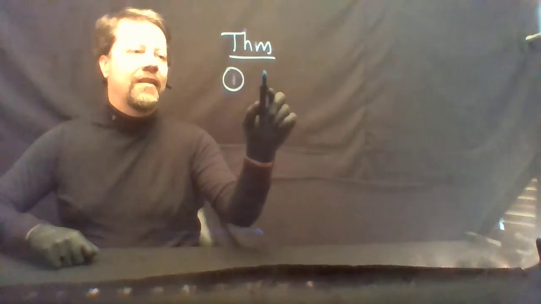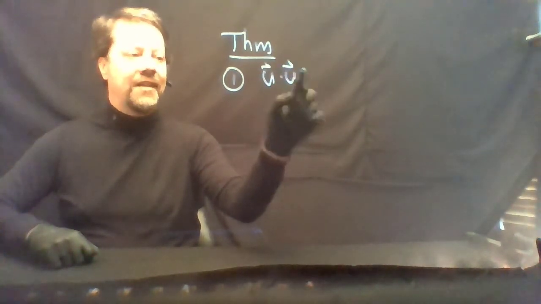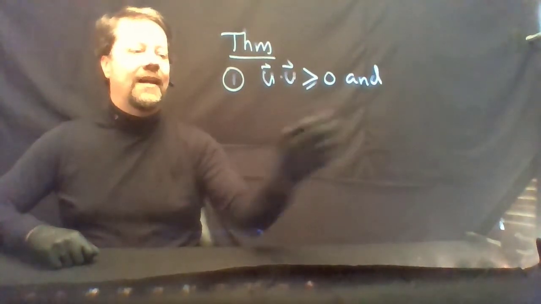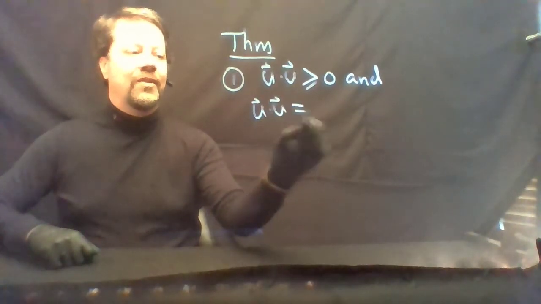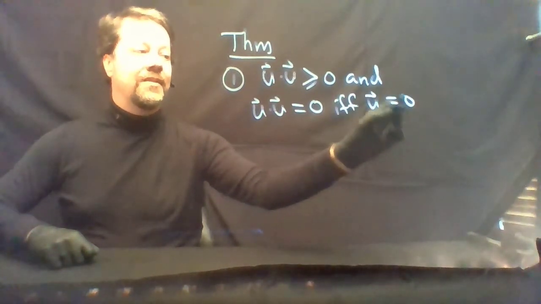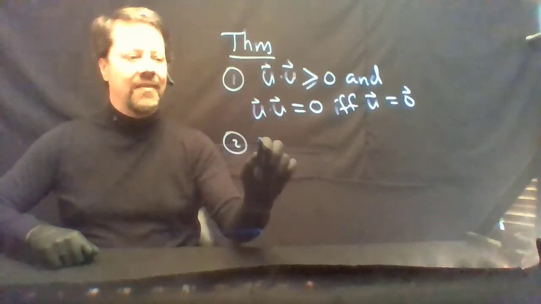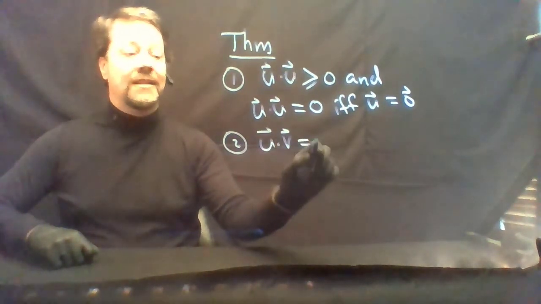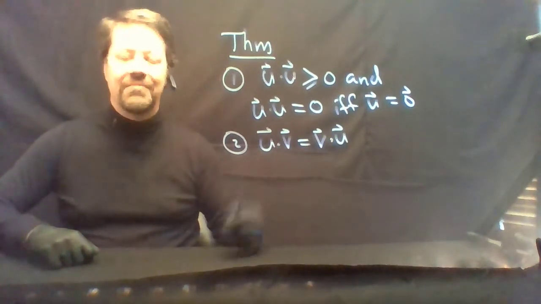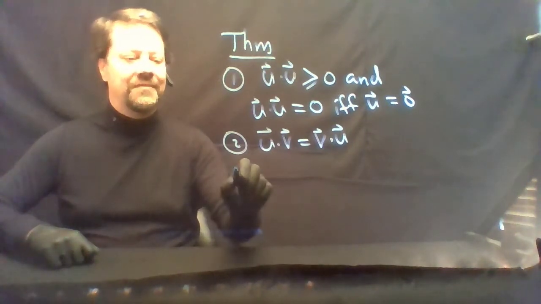There are certain properties of the dot product that you need to be aware of. First, if you dot a vector with itself, you can't get something negative, and the only way to get the dot product with itself to be 0 is if u is the 0 vector. The dot product is symmetric, meaning u dot v is v dot u. That's a kind of commutative principle, if you will.